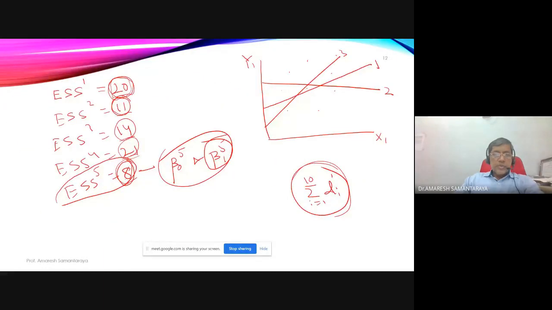So this is what I was telling: depending on the values of beta 0 and beta 1, you have different straight lines, like line 1, line 2, line 3. And that particular line we choose, which is best explaining the pattern of relationship between y and xi, is the one where you are minimizing the sum of squares.